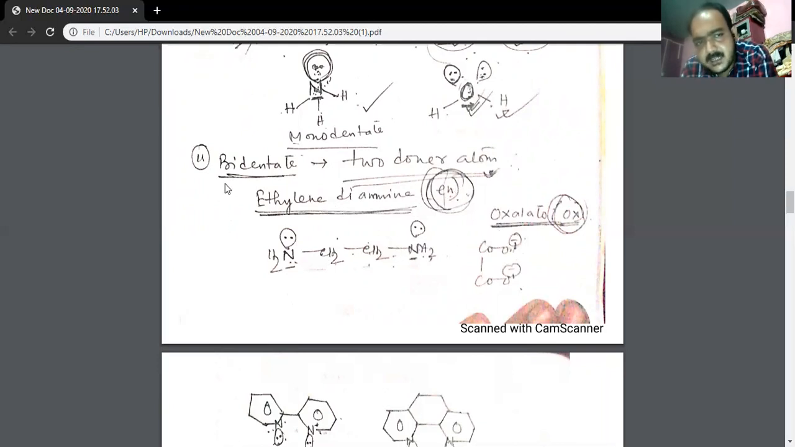Now you should see another example of bidentate ligands, that is oxalato. Oxalato is written as ox, the short form. We should see the structure. Oxalato comes from oxalic acid, that is COOH, COOH. If two hydrogens, two protons, are liberated from here, there will be two negative charges. So these two oxygen atoms contain the negative charges. Two donor atoms are present, that's why oxalato is a bidentate ligand.